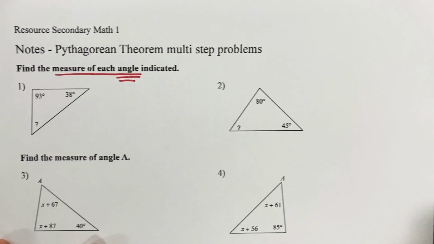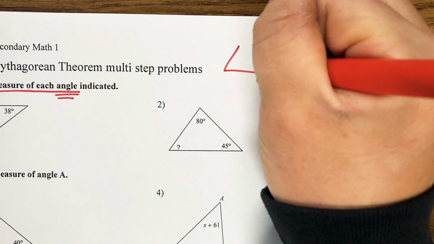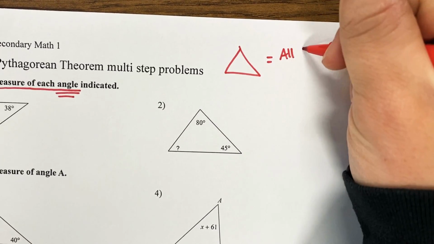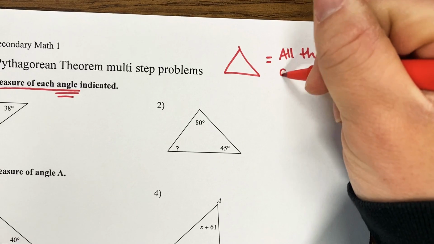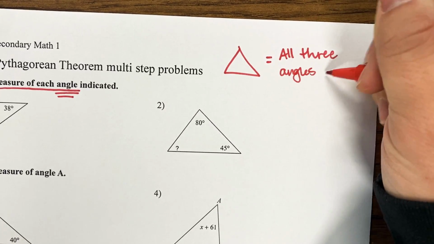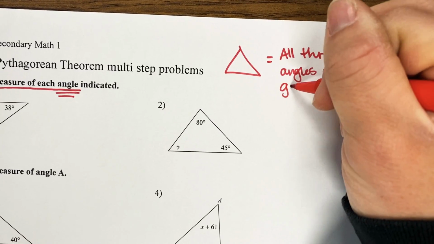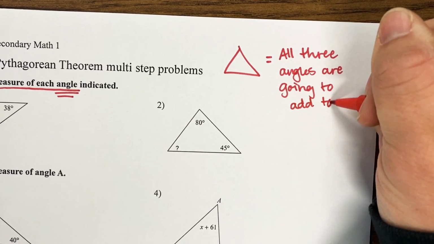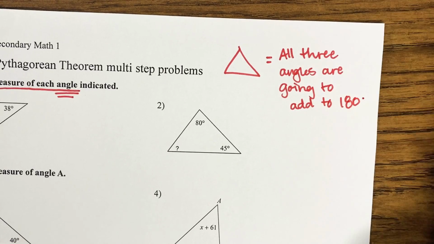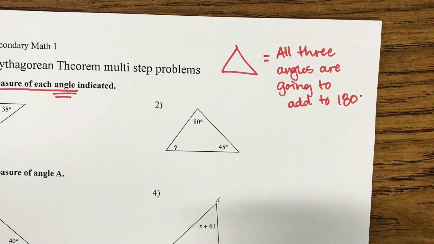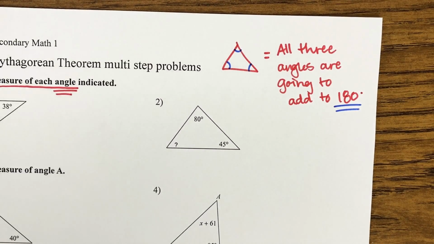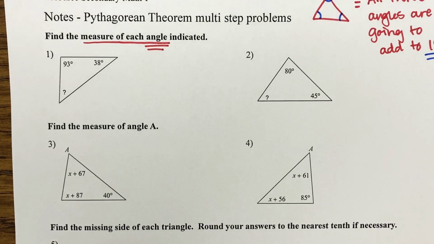Okay, so we know that in a triangle, and just in case we need a little reminder, let's write it again. In a triangle, all 3 angles are always going to add up to 180 degrees, always. That means that these 3 angles inside here are always going to add to 180 degrees. Okay, beautiful. So let's look at number 1.